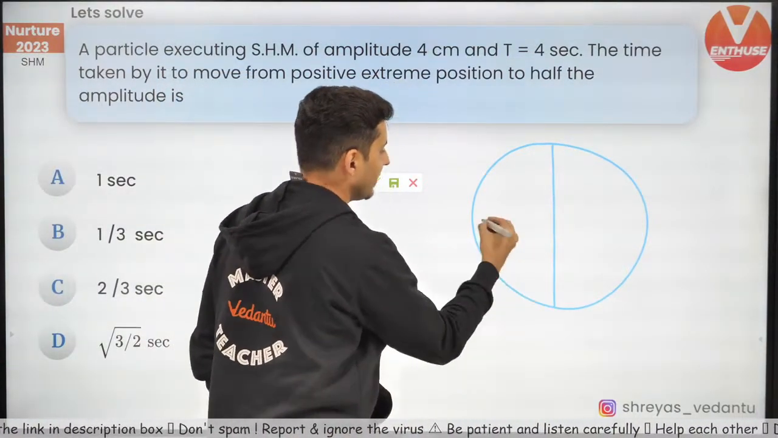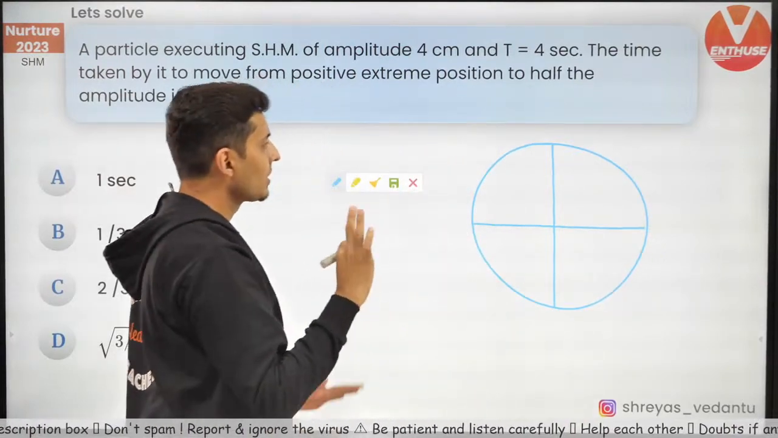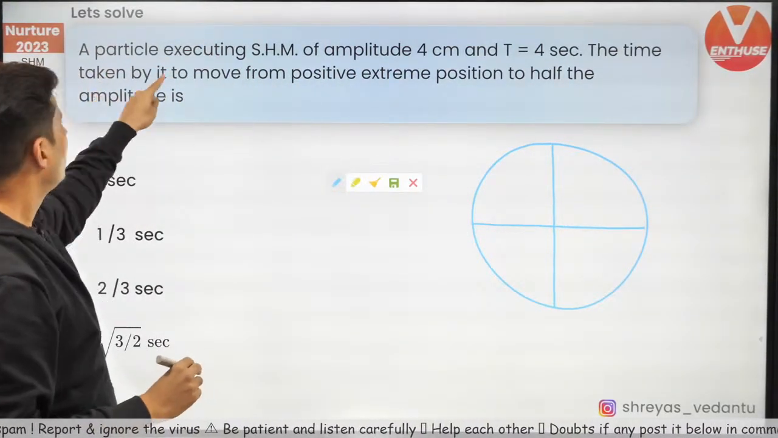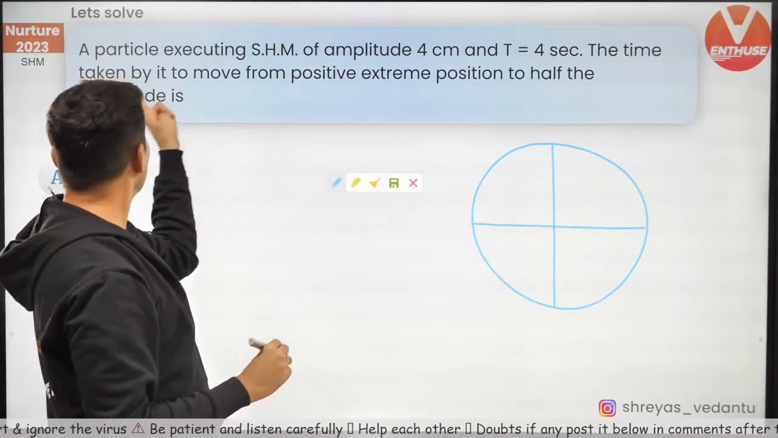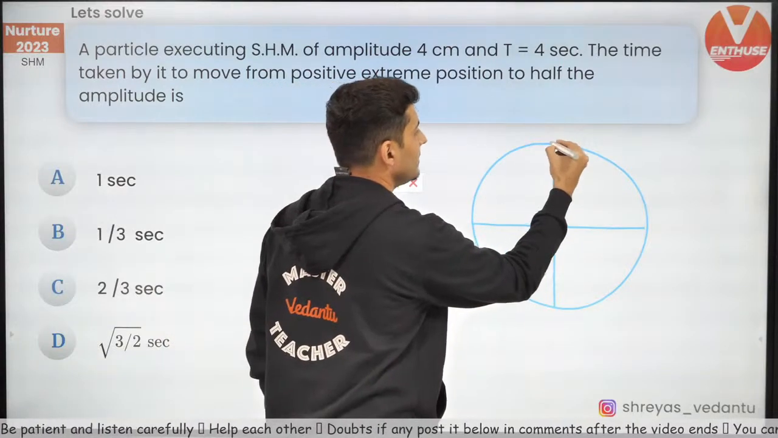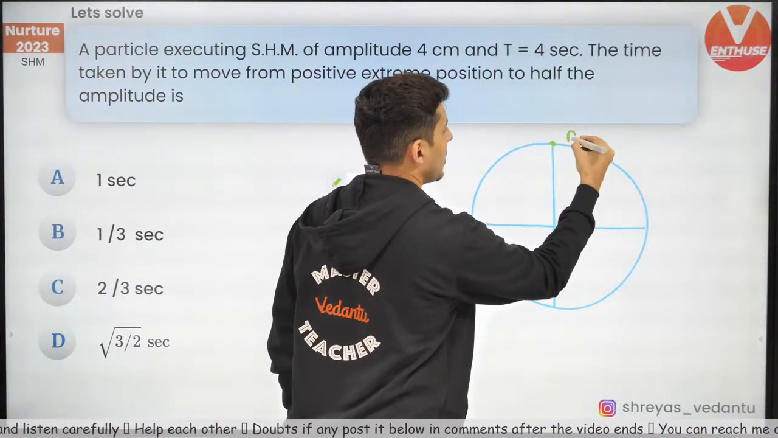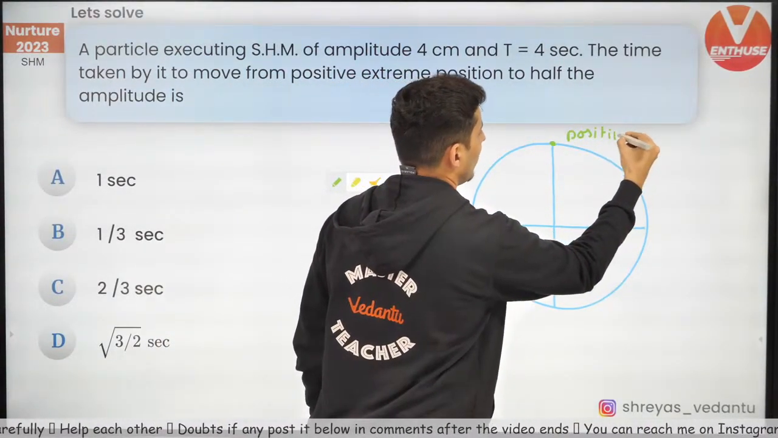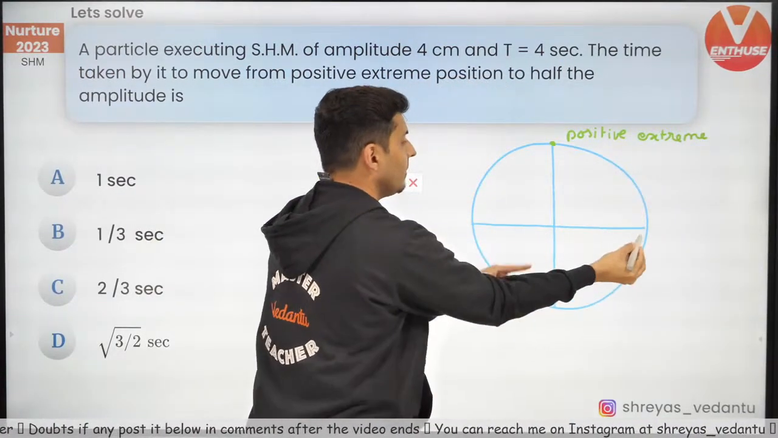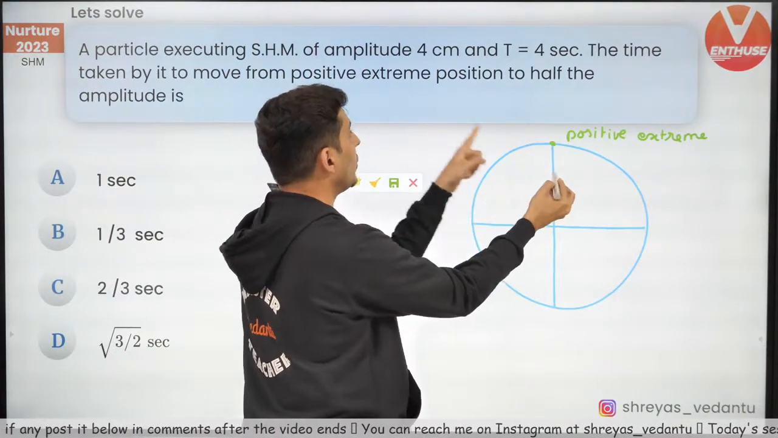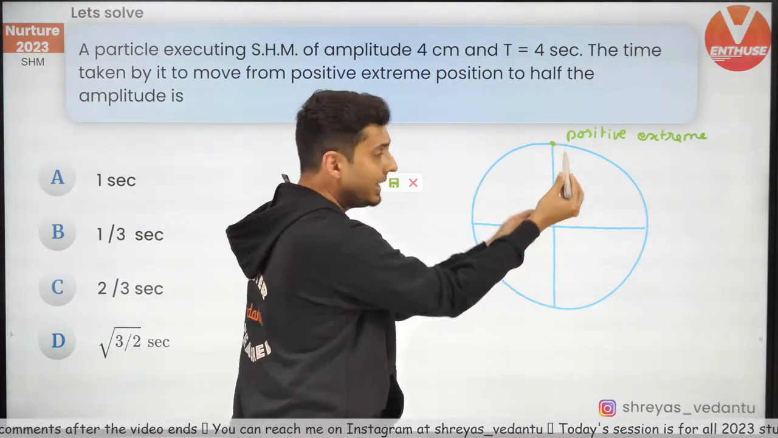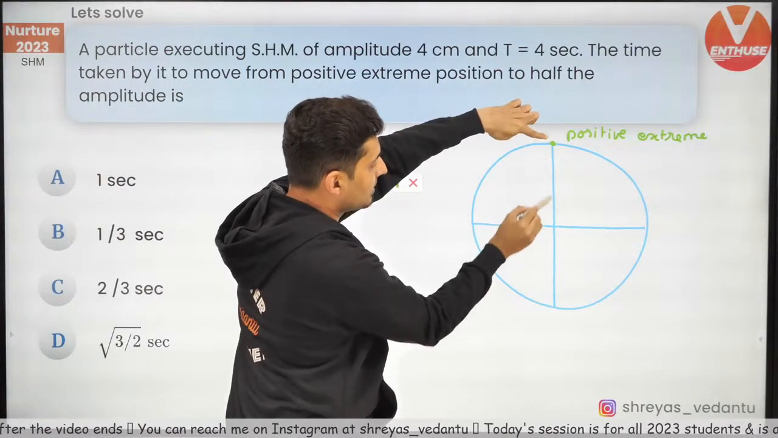So again, draw the vertical line, draw the horizontal line, just for your reference. Amplitude is 4, radius is 4. From positive extreme to half the amplitude. Okay, what is the positive extreme? This point is basically your positive extreme position. From the positive extreme, it has to go to half the amplitude. This is the amplitude, right? This entire thing, the radius, is the amplitude.